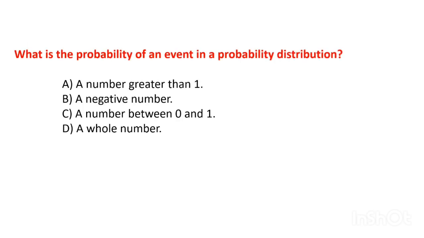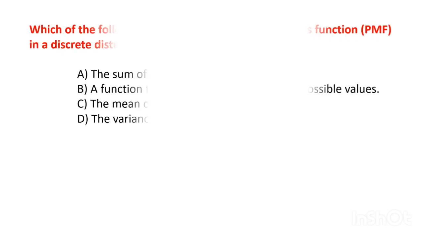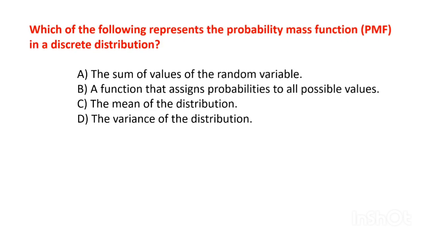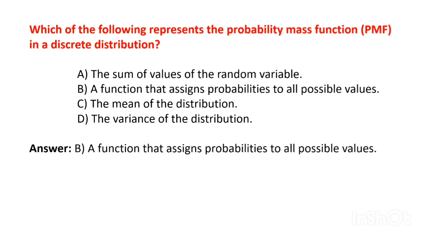What is the probability of an event in a probability distribution? The probabilities must lie within the range of 0 and 1. So, a number between 0 and 1 is a correct answer. It is A. It is C. Which of the following represents the probability mass function in a discrete distribution? The probability mass function assigns a probability to each possible value of a discrete random variable.